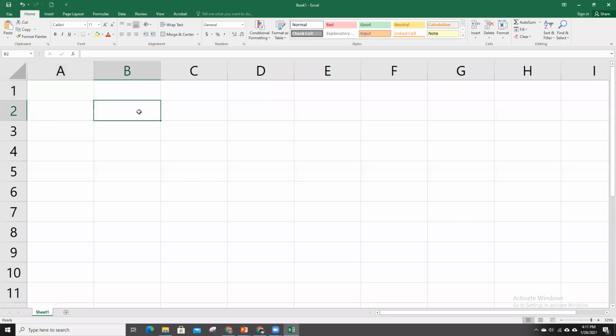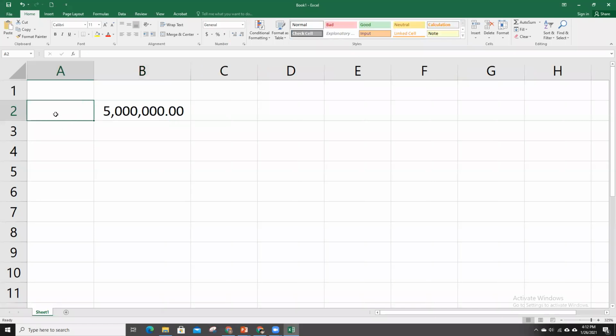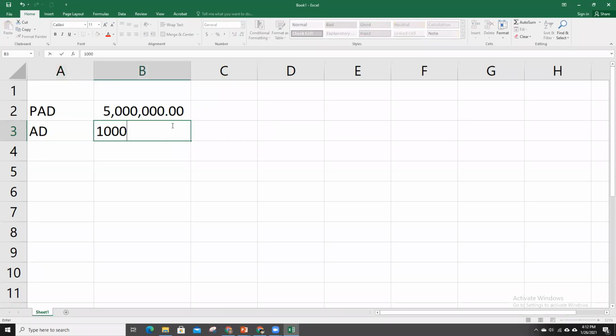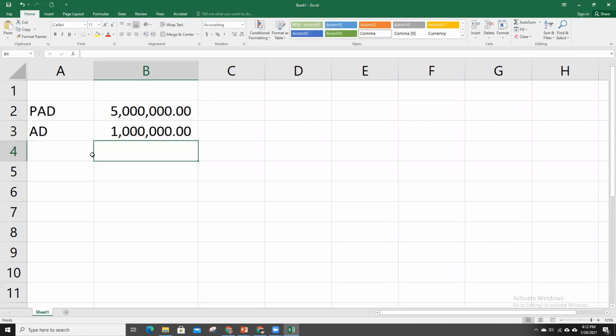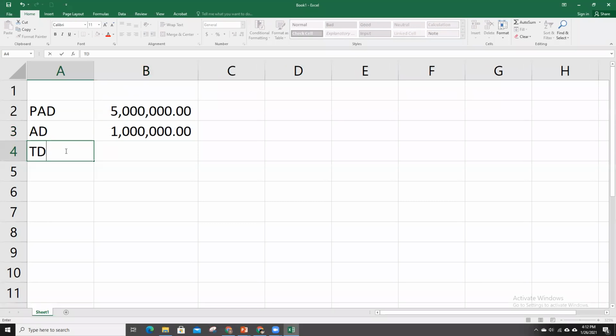Here, how much? 5 million profit. This is profit after depreciation. We have to add back accounting depreciation. That is how much? 1 million. And we have to deduct tax depreciation. Tax depreciation equals 1.5 million.